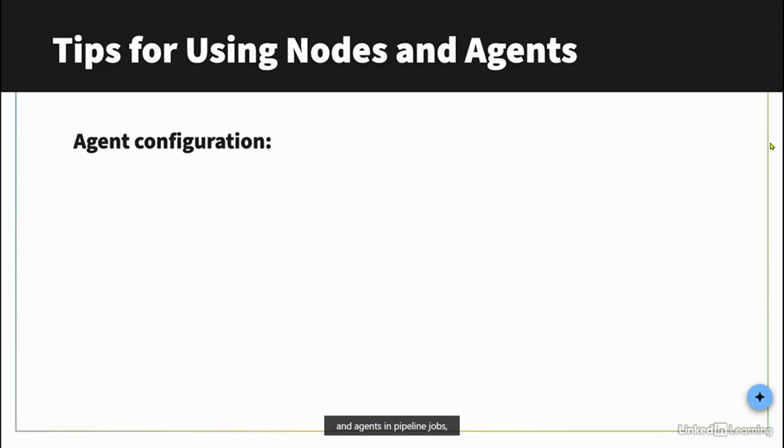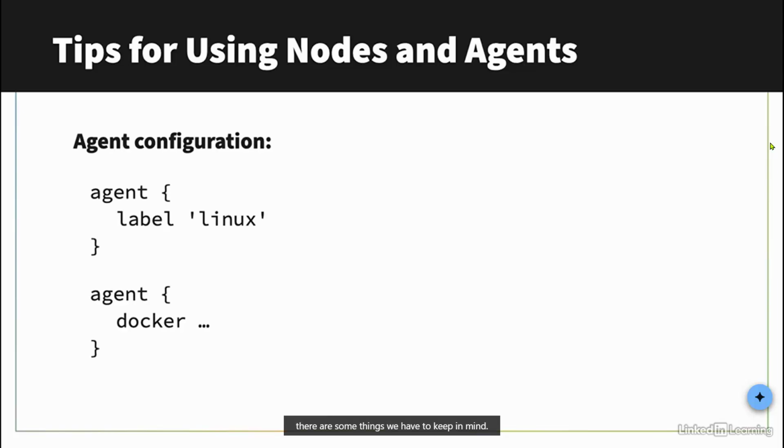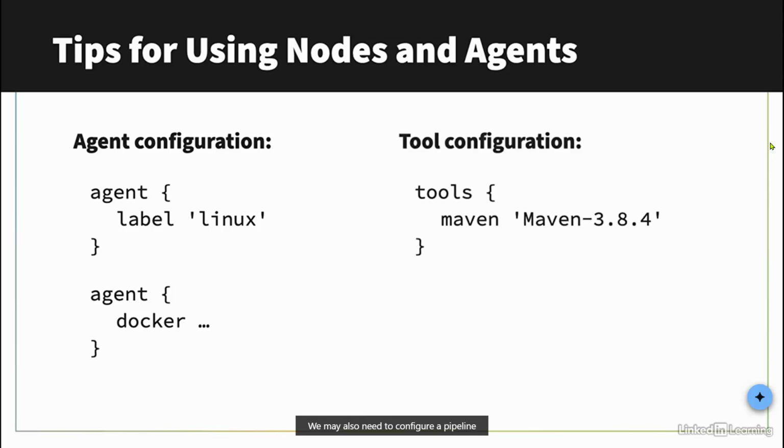When we start using nodes and agents in pipeline jobs, there are some things we have to keep in mind. First, we have to pay more attention to the agent configuration. So far, we've been using agent any, which allows Jenkins to run the job on the first available agent. But as we start adding nodes and agents with different capabilities, we can use labels or keywords that identify a specific agent. We may also need to configure a pipeline to install any tools that it needs to run. This will give a pipeline more control over the version of a specific tool while also making sure the tool is available to use.